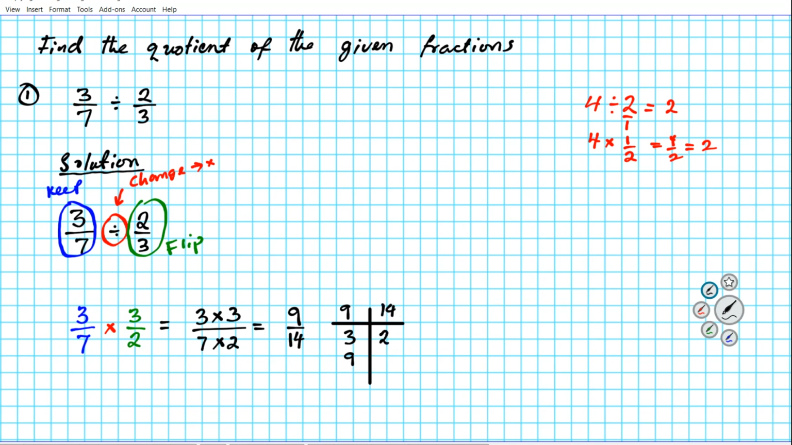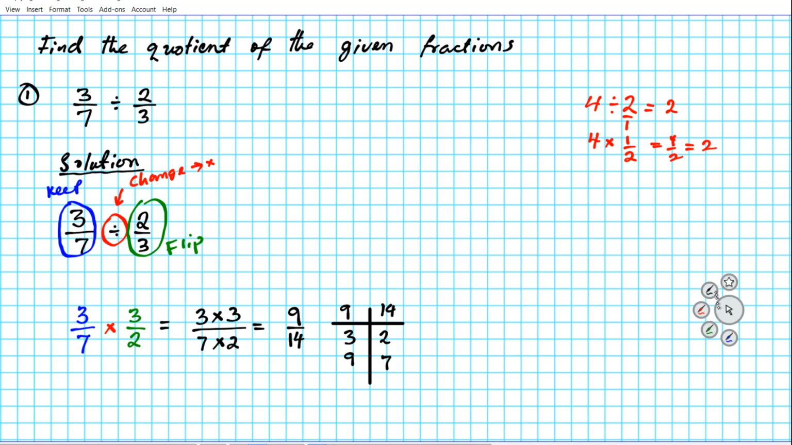All right, so what goes into 14? 2, since it's even. 3, no. 4, no. 5, no. 6, absolutely not. 7. 8 doesn't go. 9, nope. So we can just stop right here. If you notice, there are no common factors here. So what does that tell us? It tells us that we are done.